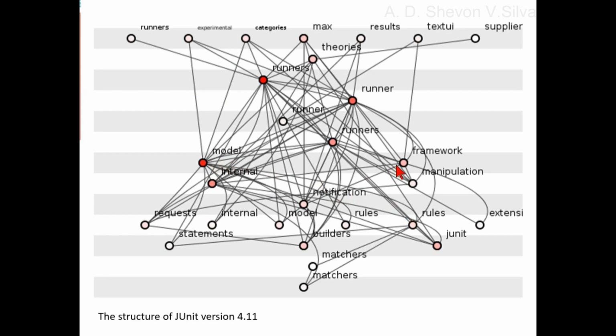Here framework interacts with text UI, runner, runners, internal, notification and manipulation. Here internal interacts with runners, runner, results, model and requests, matches, model and notification, and JUnit. Here manipulation interacts with the runner, framework, categories and runners, and requests.